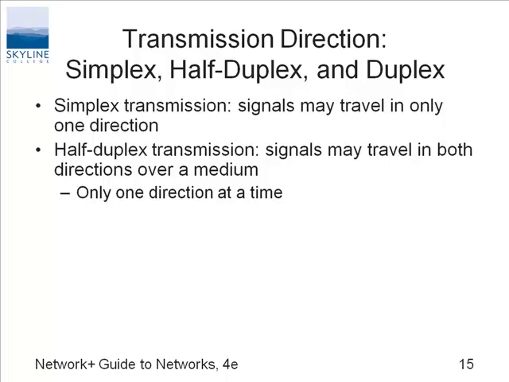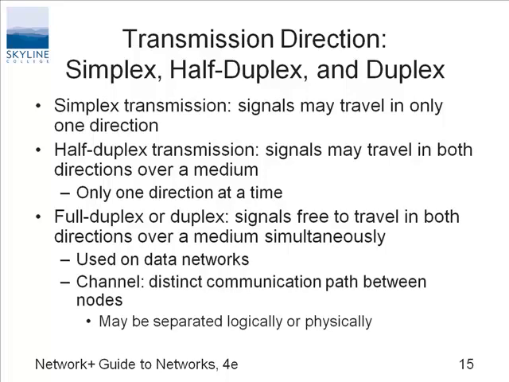CB radio, walkie-talkie would be an example of that. That would be an example of what kind of duplexing? Half duplex, because you can transmit and receive, but you can only do one at a time. The other one's full duplex, which we would really prefer. Free to travel in both directions simultaneously. So the equipment has progressed so that we can transmit and receive at the same time.